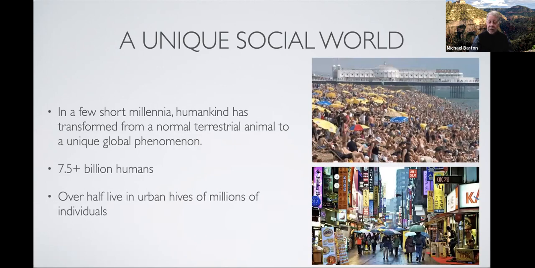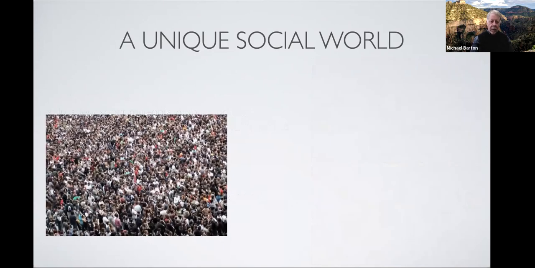And over half of us live in urban hives of millions of people, right? Even something the size of Boulder is unprecedented in most of the mammalian world. And things the size of Denver or Phoenix or New York or Mexico City only exist among some social insects, ants and termites. So we are really weird in that sense. This has made this coupled natural and human world even more complicated and complex than it was before.